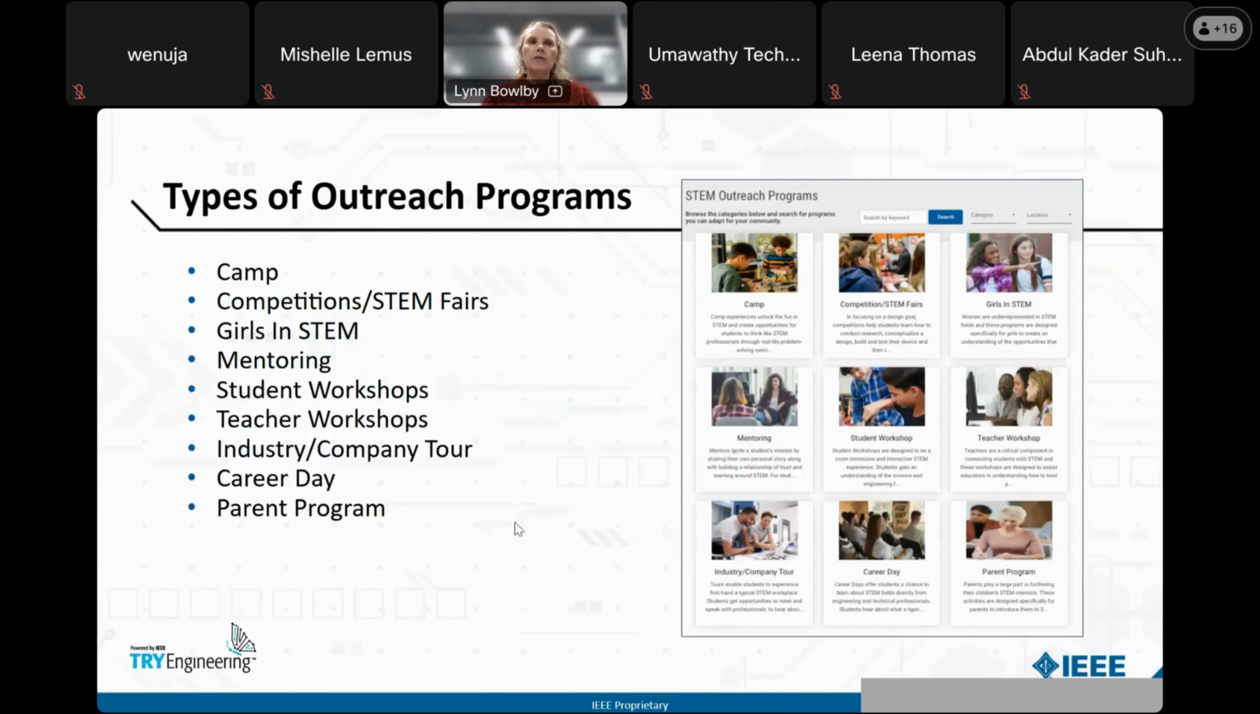So there are several types of outreach programs on the application. This will have a drop-down list that you can select from. And here's the list. I won't go through that now. But when you get into the application, you can select one of these types of programs that match the program that you're running in your local community.